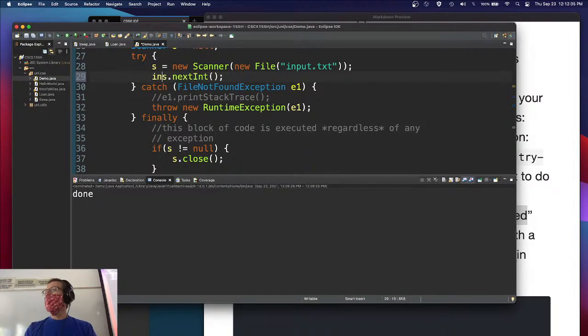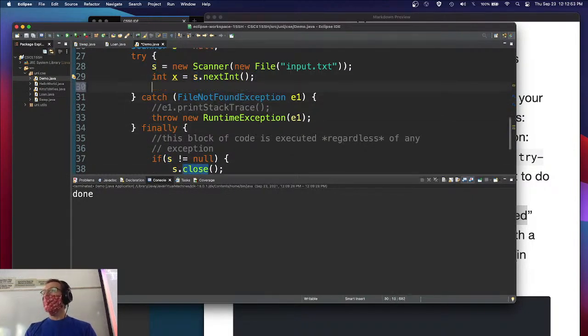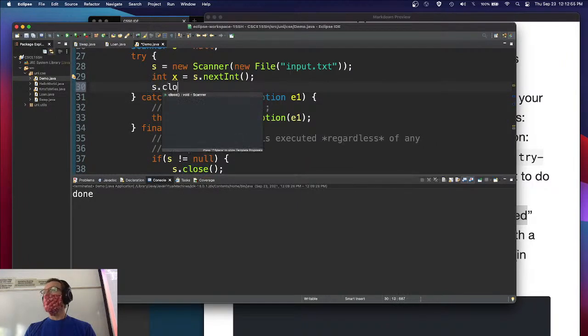Right? Int x is equal to next int. But it's not an integer. It's hello. Right? That would result in an input mismatch exception. In which case, okay, well, I'll handle that, but also my file is still open. I need to close it. That's not going to happen if you put close right here, s.close.